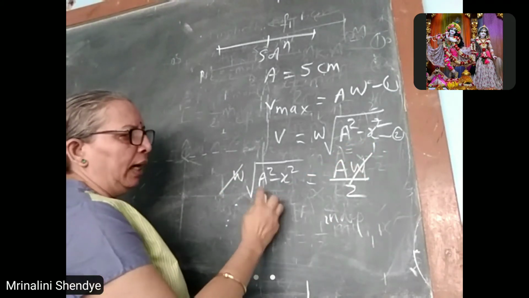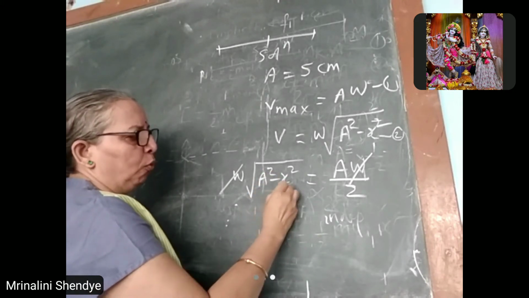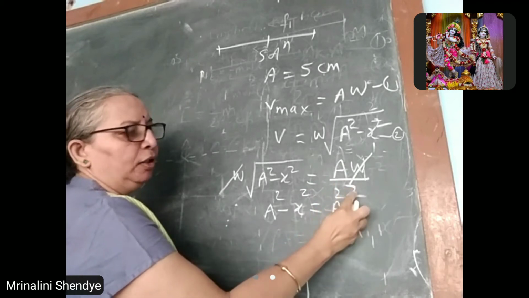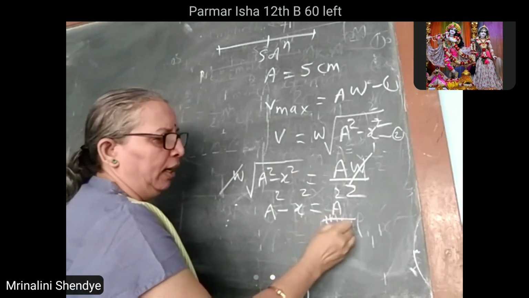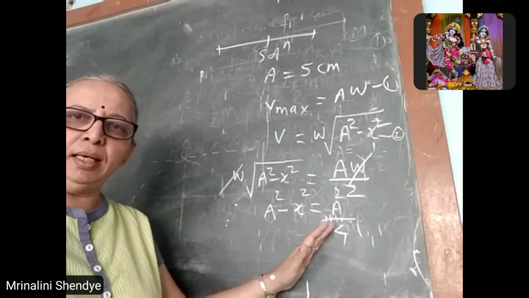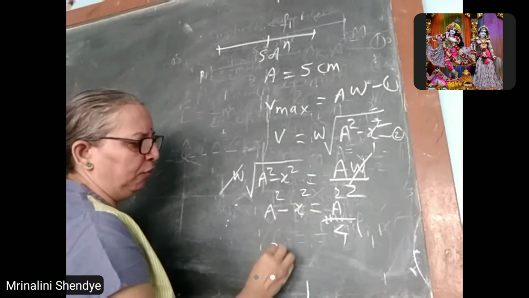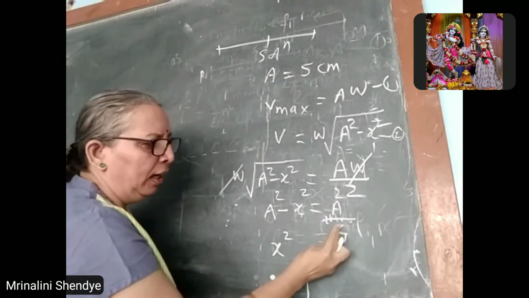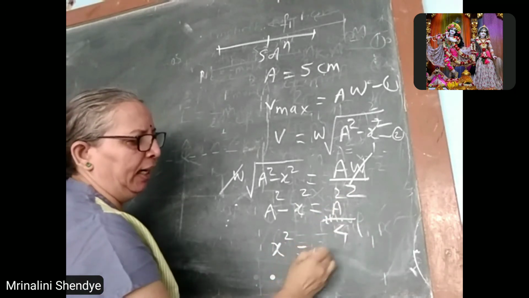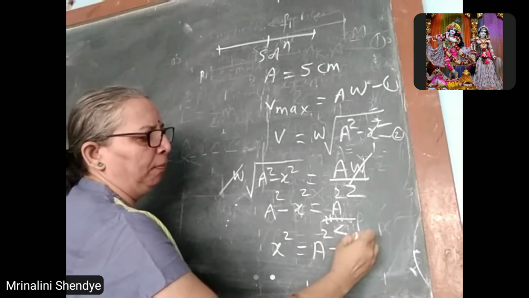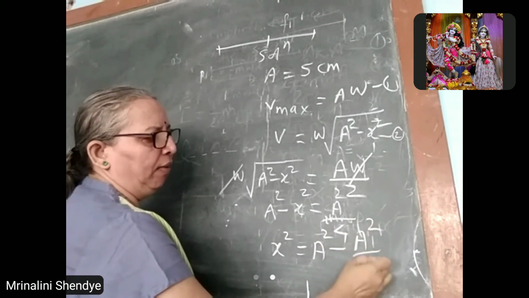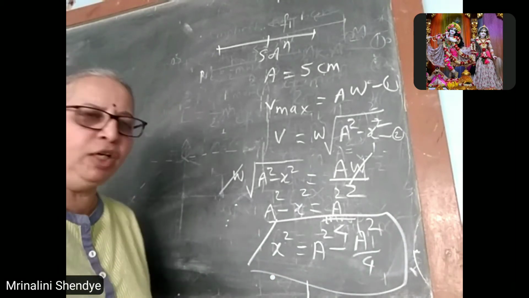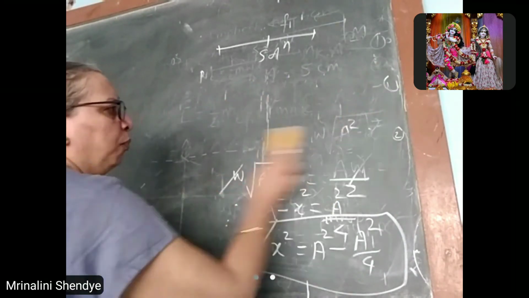So I could write squaring on both sides. A square minus x square will be a square. 2 square कितना होगा? 4 होगा. So rearrange the terms. Rearranging you can rewrite for x square right side पे लेते हैं तो पॉजिटिव होगा. a square by 4 लेफ्ट पे लेते हैं तो वो नेगेटिव होता. तो a square minus a square divided by 4. So this is the equation by means of which you can find value of x.